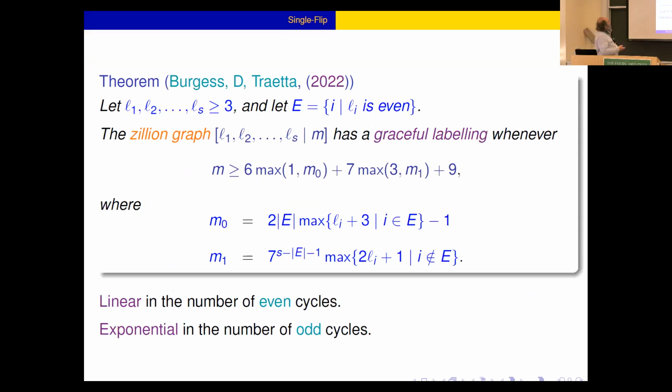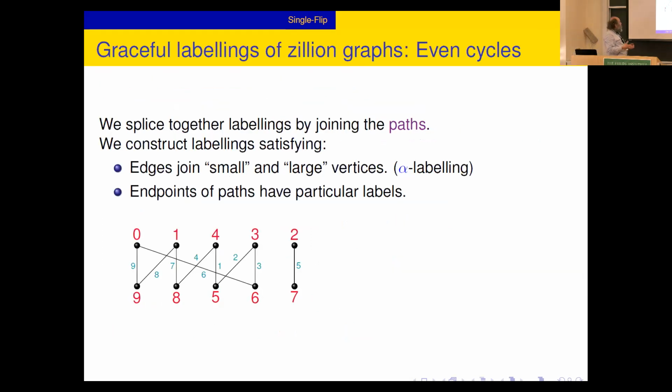Okay, so what we were able to show was that the zillion graph in general has a graceful labeling whenever this bound is true. And I won't take you through the details of that bound, but the important thing is it's linear in the number of even cycles and exponential in the number of odd cycles. So the more odd cycles I have, the bigger my bound is going to be exponentially. But even cycles only add a linear factor.